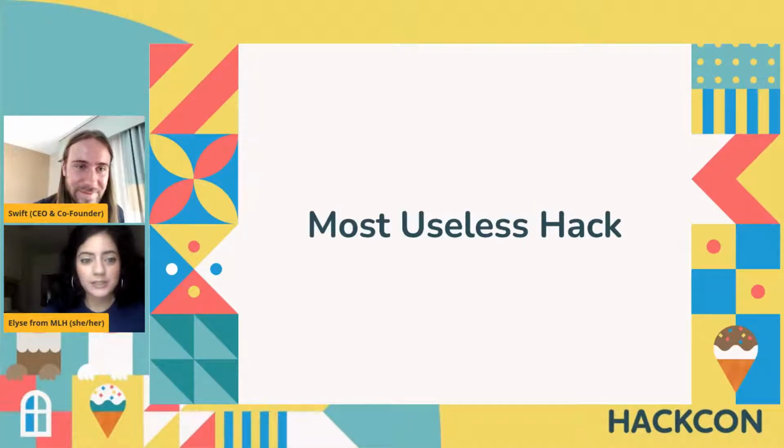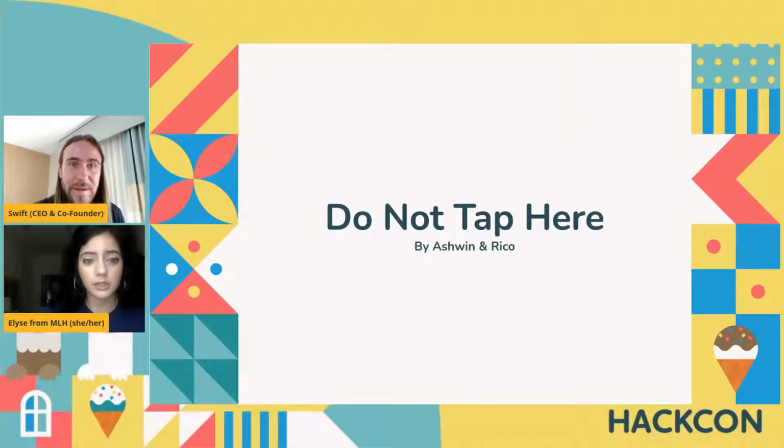Yeah, so turns out you guys are so good at creating useless hacks that we have a tiebreaker here, or not a tiebreaker, but we have a tie. So first one is called Do Not Tap Here by Ashwin and Rico. So. Amazing. Let's have a look.